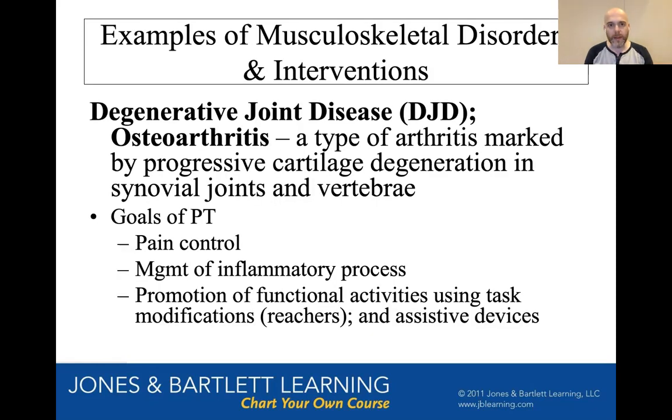Okay, so real quick, just to end, let's talk about a few pathologies. So we've got DJD, degenerative joint disease. Well, that is a type of arthritis, osteoarthritis, that is marked by progressive cartilage degeneration in the synovial joints and the vertebrae. It's basically just natural wear and tear of the joints and the cartilage over time. That's all degenerative joint disease or osteoarthritis is.